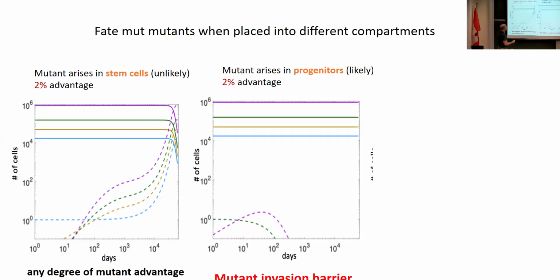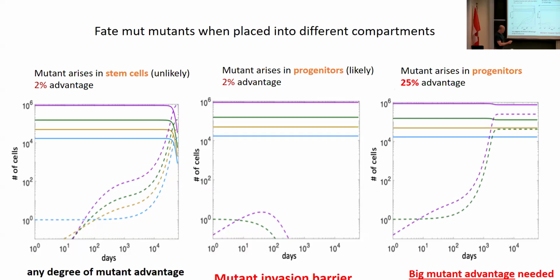So what does it take for the mutants to grow in that compartment? It takes a massive advantage. You can see here, we take a 25% advantage of a mutant, and now it grows, and it grows at a reasonable speed to make it to higher levels during the lifespan of the mouse. So what this tells us is that here they can get going, but it's a very unlikely event in the long-term stem cells, and they grow really, really slowly. In the downstream compartment, in the progenitors, it's much more likely to generate them, but they will fail if the advantage is not massive. So you need a massive fitness advantage for the mutants to start growing.